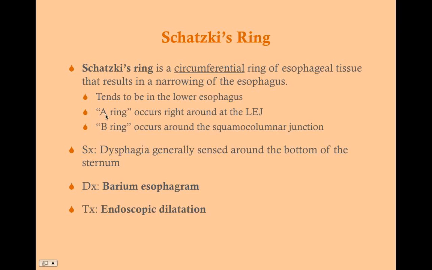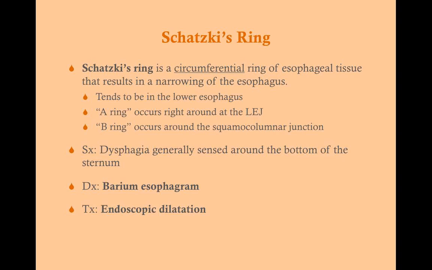You may or may not see the differentiation as far as Schatzki's ring and where it is, and surgeons will like to refer to these as A rings or B rings. The A ring, which is more common, occurs right around the lower esophageal junction, so right around where the esophagus goes into the stomach. The B ring is a little bit more proximal, and it occurs around the squamo-columnar junction, so roughly 3 to 4 centimeters above the LEJ.